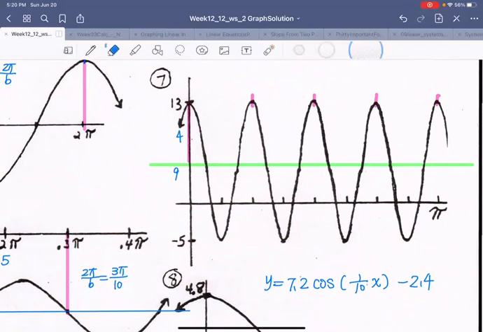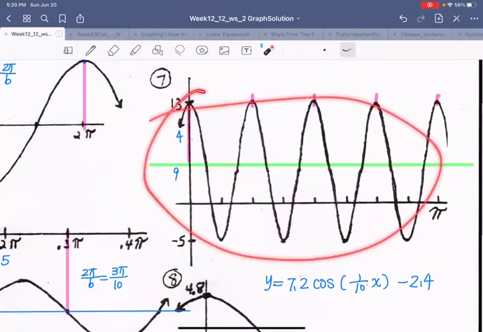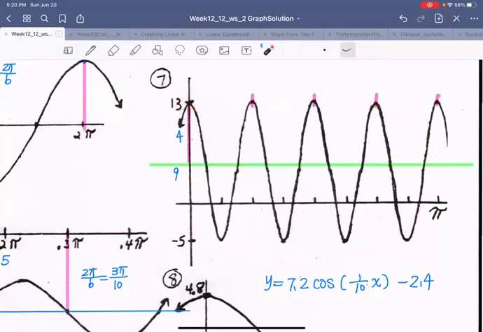Okay, let's do it. Go ahead. First is A. There are 8 increments between 0 and pi. Let's find out the midline and the amplitude first. Oh, okay, the midline is... Hold on.